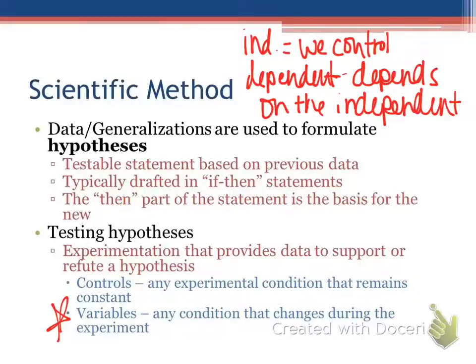Okay, so if my hypothesis says if I increase heat or if I increase the temperature, then my reaction will happen at a faster rate. Which of those is my independent variable? The temperature, right? Because I'm increasing the temperature at certain intervals. I get to control that. I get to manipulate that. My dependent variable then is what? Yeah, how fast my reaction is going to go, or my rate of reaction. Okay, that's my dependent variable.